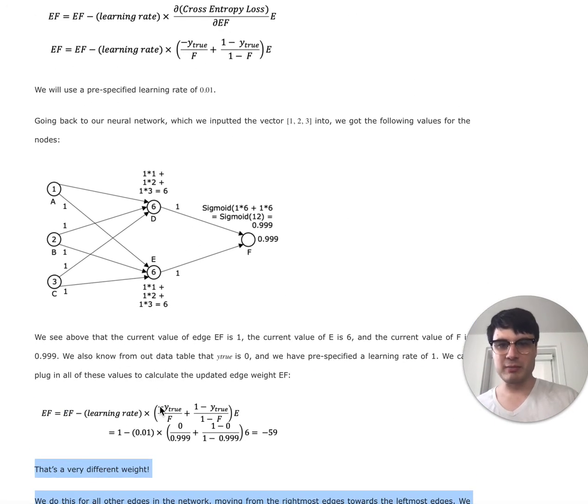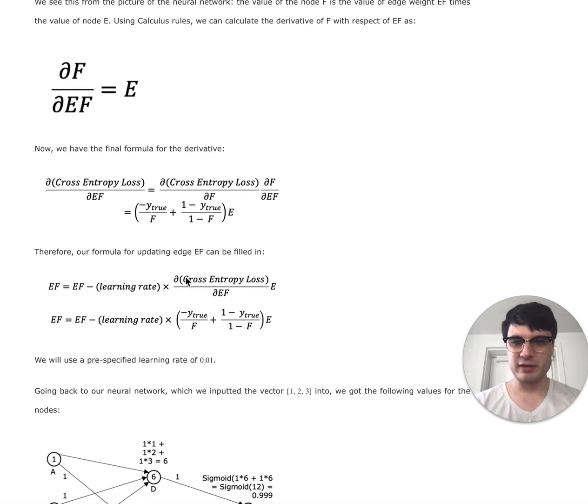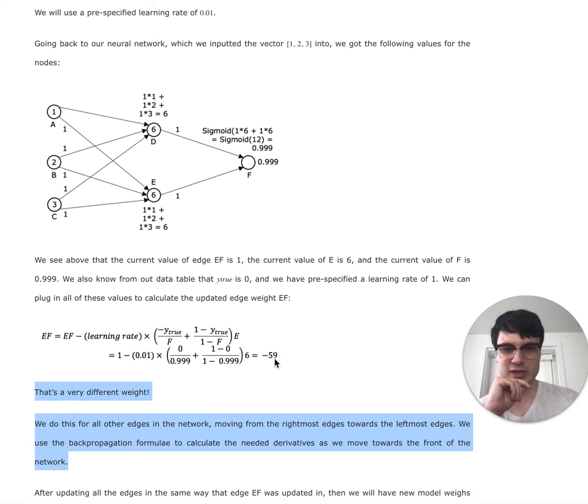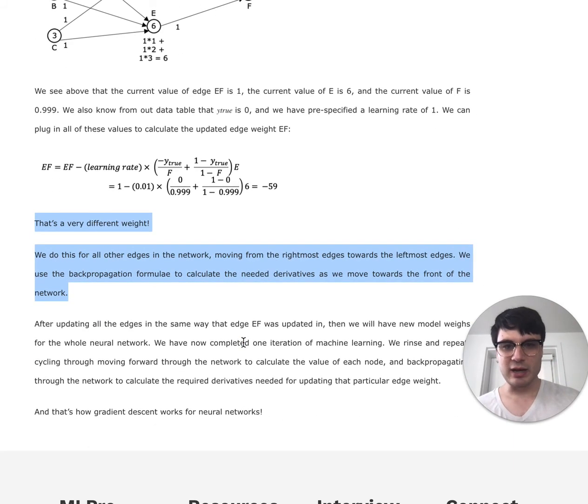Now we have what we update the value of edge EF by. So the new EF is equal to EF minus the learning rate times the partial derivative of the cross-entropy loss with respect to EF, which we calculated as this whole term here. And everything in this term we know: y true, F, which is the output of the node, and E, which is the value of that particular hidden node. So we can calculate the new EF and get a number, let's say negative 59, by plugging in some values. Now we have our new value for EF, which in this case is negative 59.